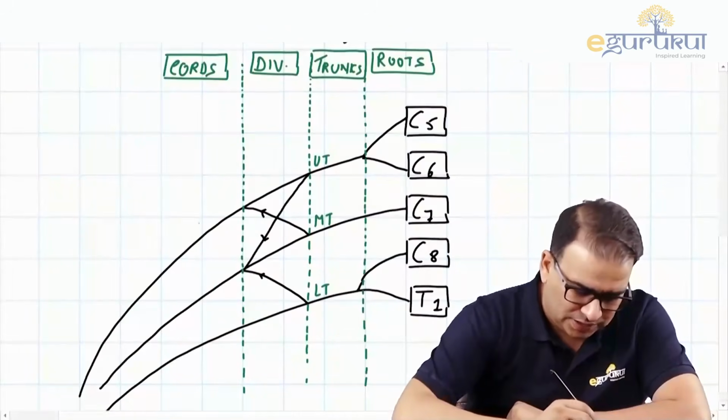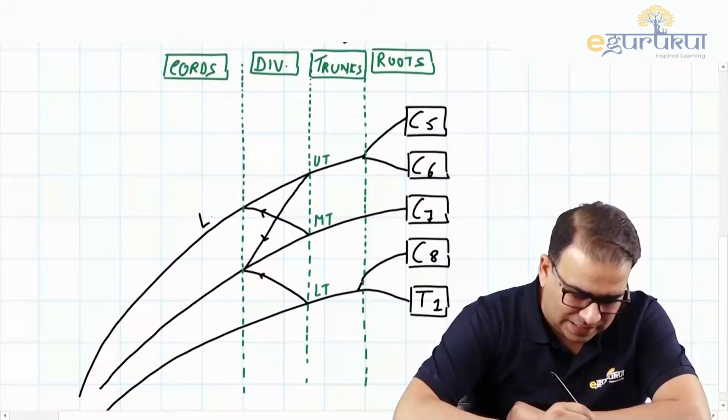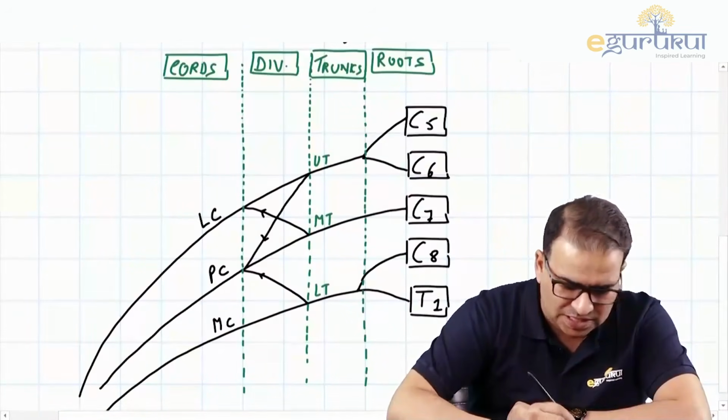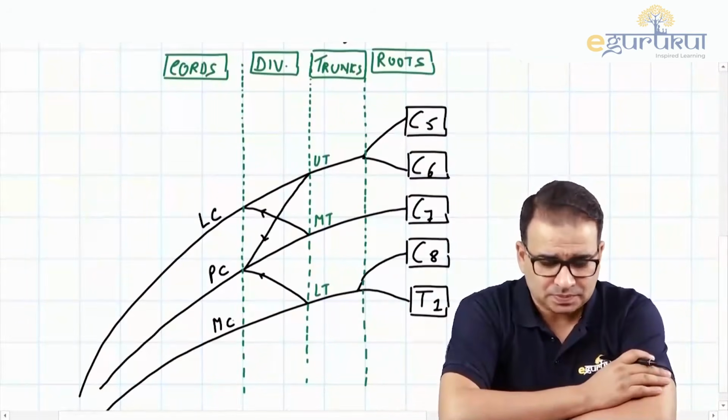So let me name that for you. This here is the lateral cord. I'm writing LC here, that is lateral cord. This is PC, the posterior cord, and this one here is the medial cord of the brachial plexus.